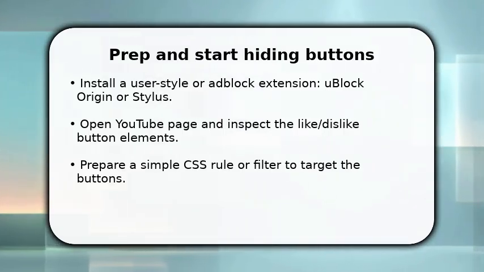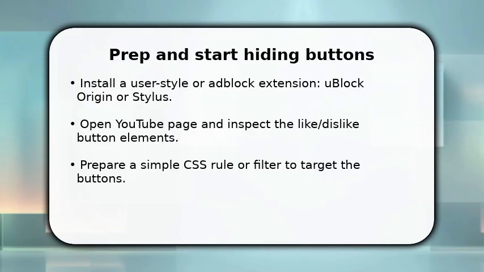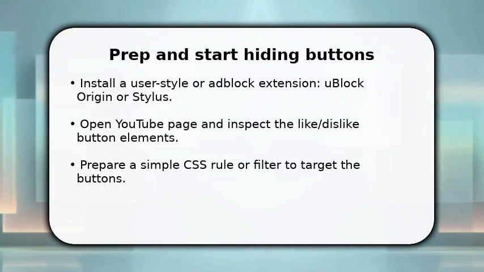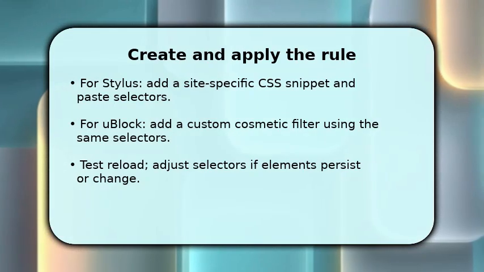While doing this, keep the inspector open and test a temporary rule. This immediate step gets you into the page structure, so you can write a precise rule that targets only the thumbs up and down. Now write the actual rule.